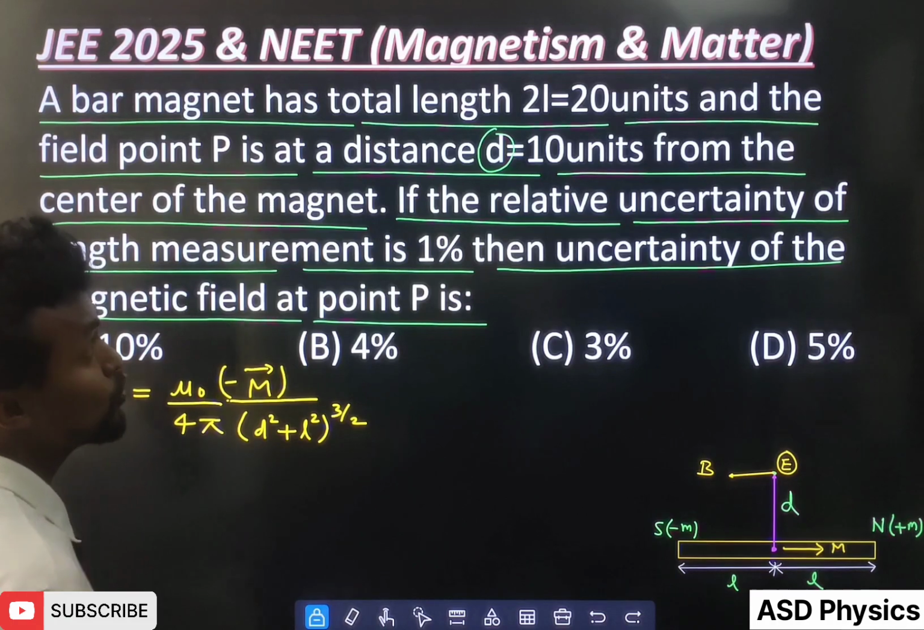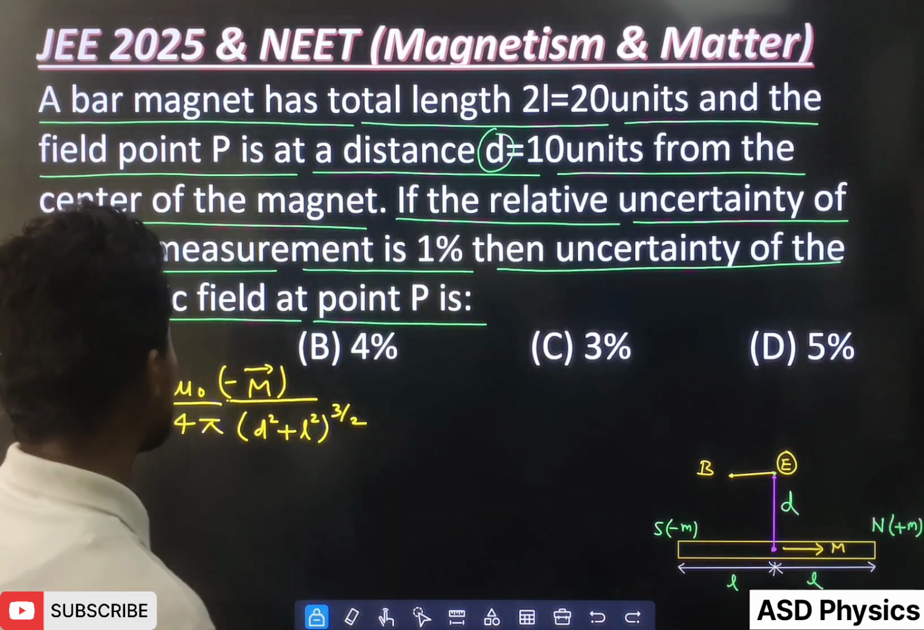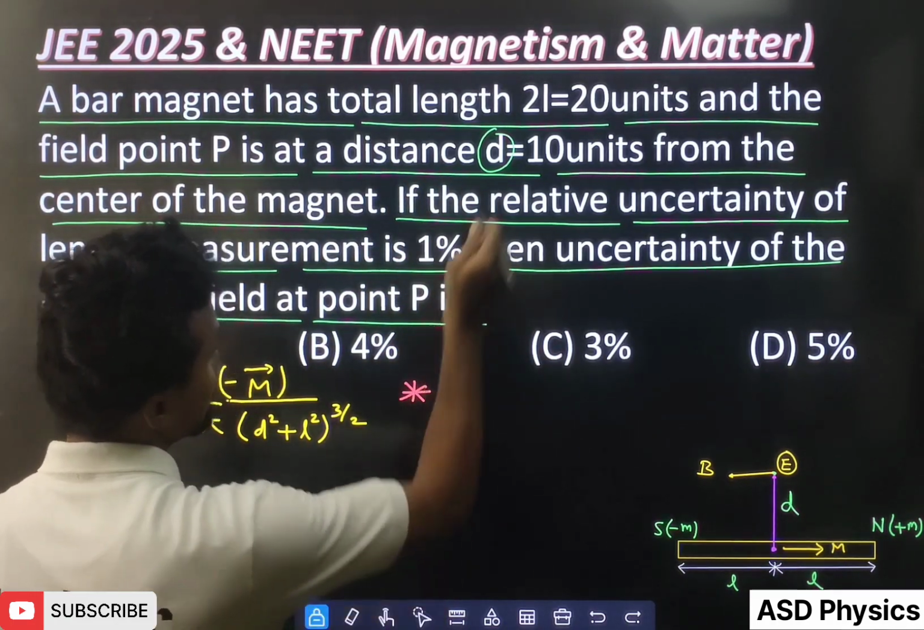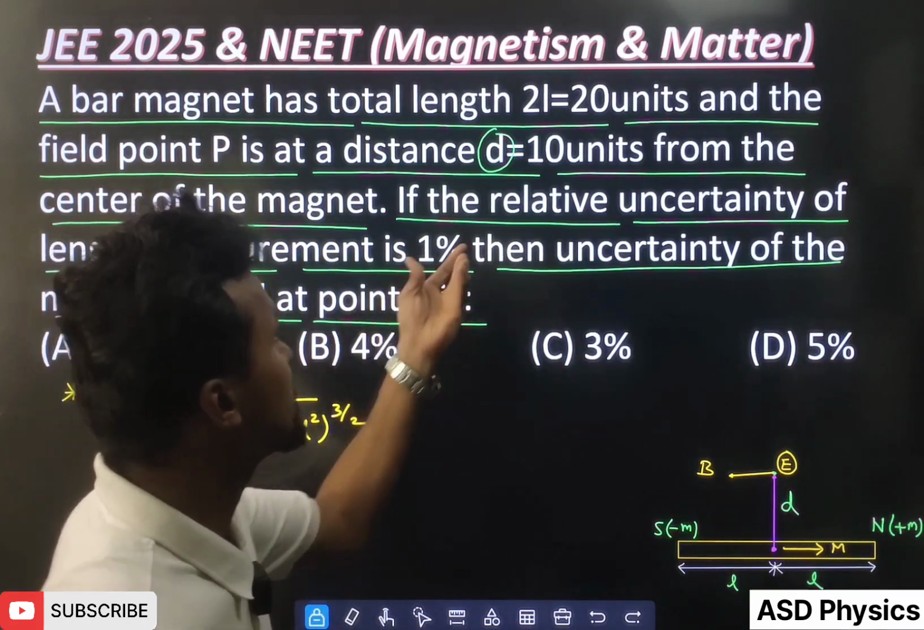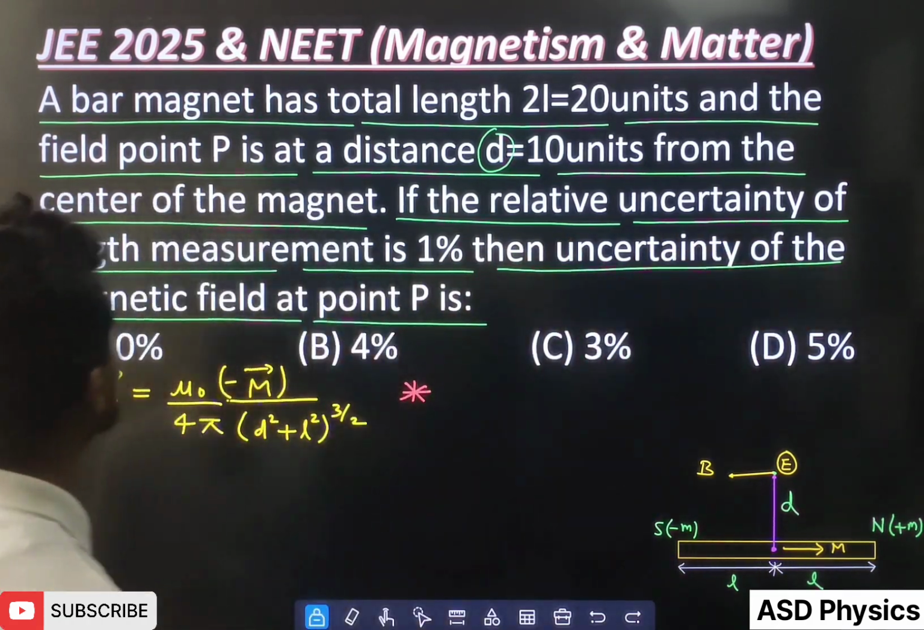But here, if you observe the situation and the given data, you can see very well what uncertainty is given here. See, the relative uncertainty of the length.